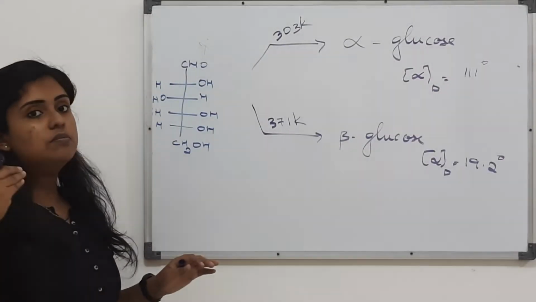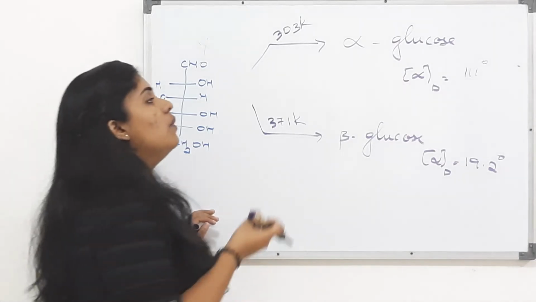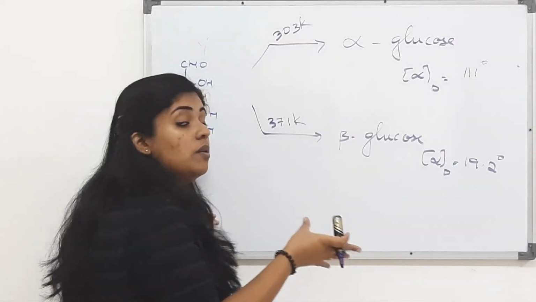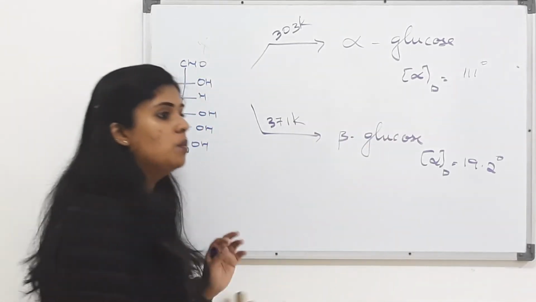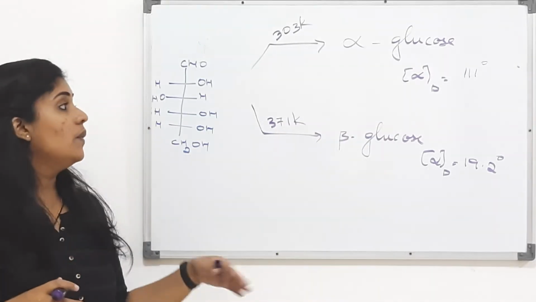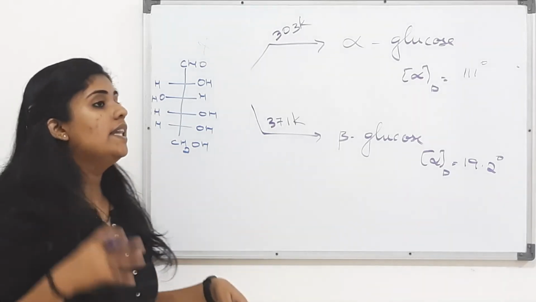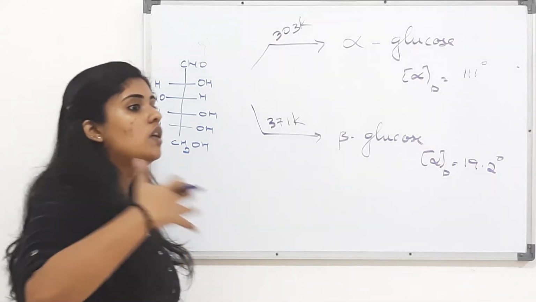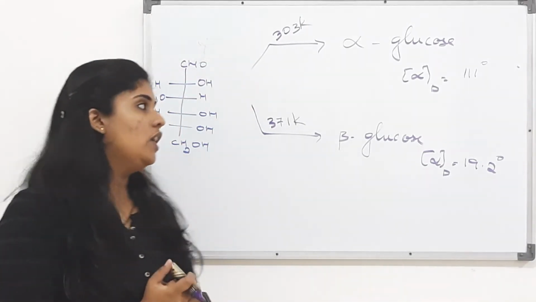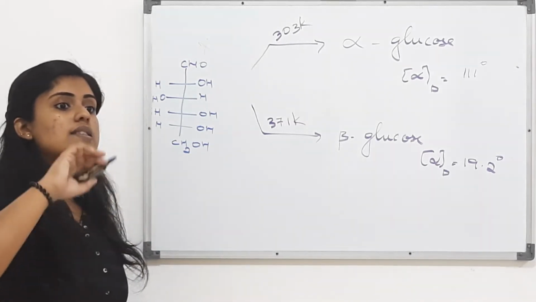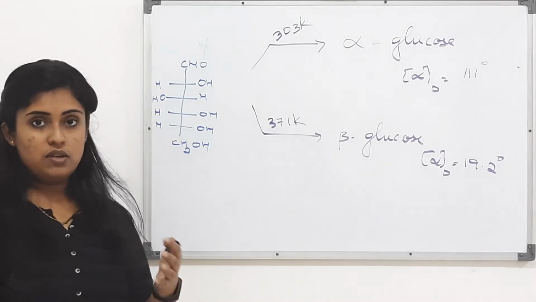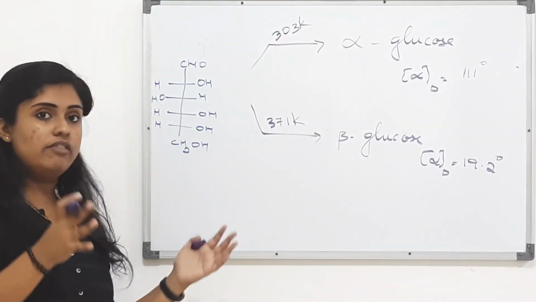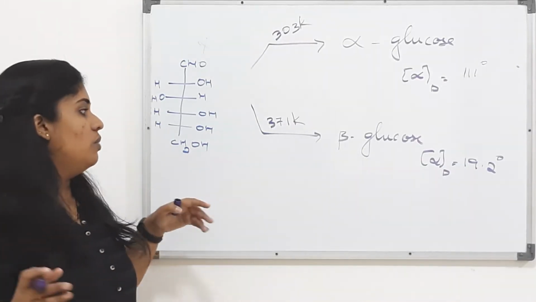Now, if we dissolve them in water and allow them to stand for some time, what happens is that either alpha or beta, dissolved in water and left to stand, has the tendency to convert to the other form and reach an equilibrium. So alpha would slowly start getting converted to beta form, and beta likewise would slowly start getting converted to alpha form, and an equilibrium mixture would be formed.